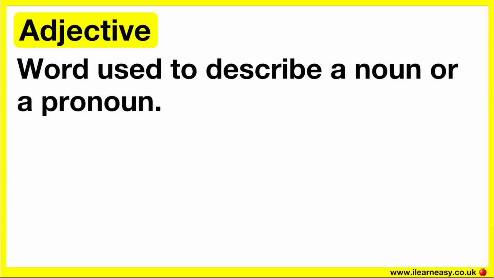An adjective is a word used to describe a noun or a pronoun. Remember, a noun is a naming word and a pronoun is used instead of a noun or noun phrase. The adjective in a sentence can be placed before or after a noun.